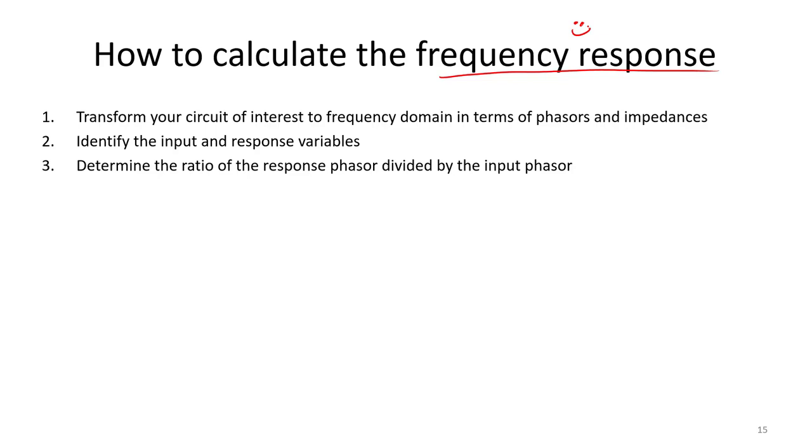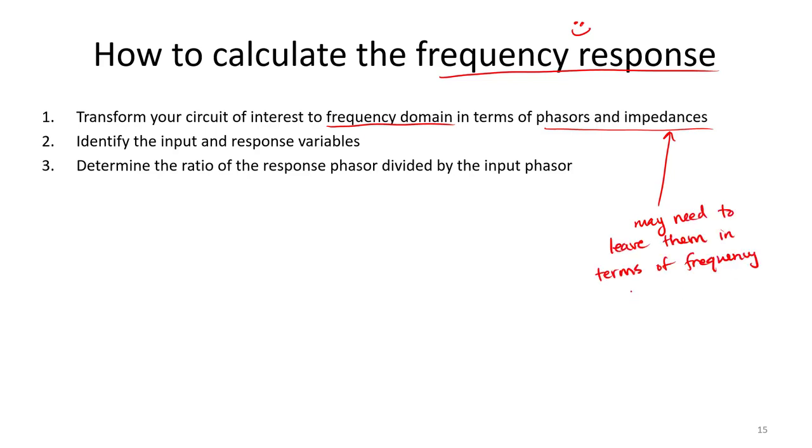First step, you want to make sure you've transformed your circuit into frequency domain. And depending on the information that you're given, your phasors and impedances, you may sometimes need to leave them in terms of frequency. Because remember, your goal is to find the behavior as a function of frequency. So sometimes you want to be very general here and calculate the impedance for any frequency omega.